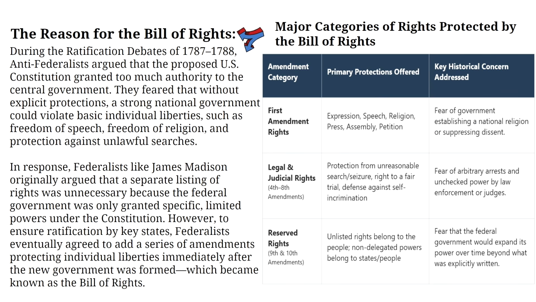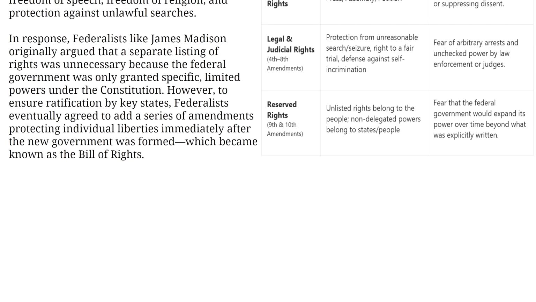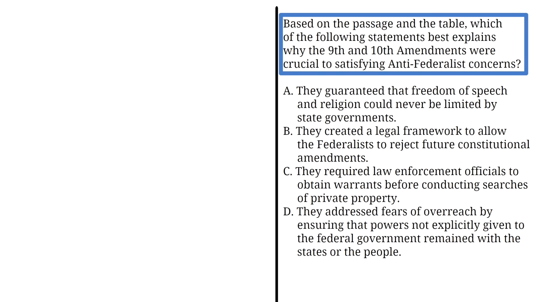Read the passage below titled, The Reason for the Bill of Rights, and a table titled, Major Categories of Rights Protected by the Bill of Rights, and answer the following question. Based on the passage and the table, which of the following statements best explains why the 9th and 10th Amendments were crucial to satisfying anti-federalist concerns?